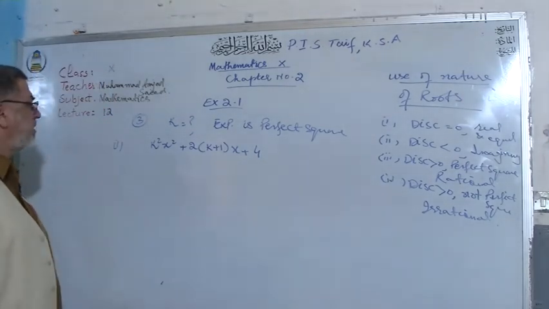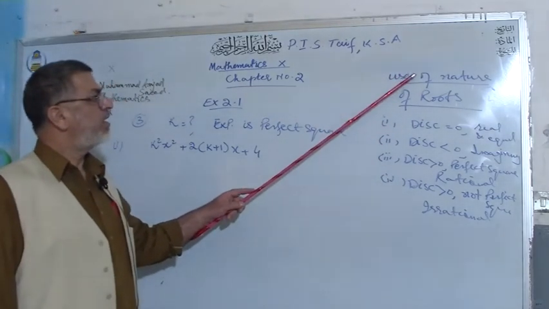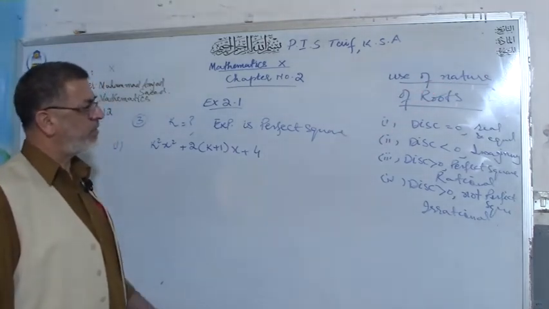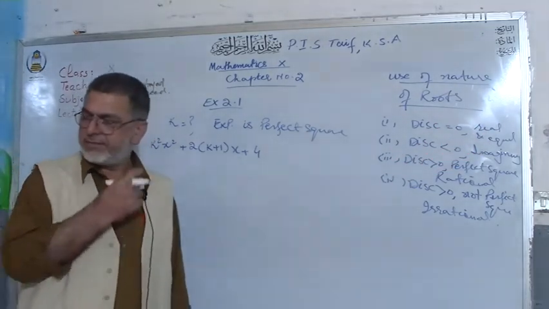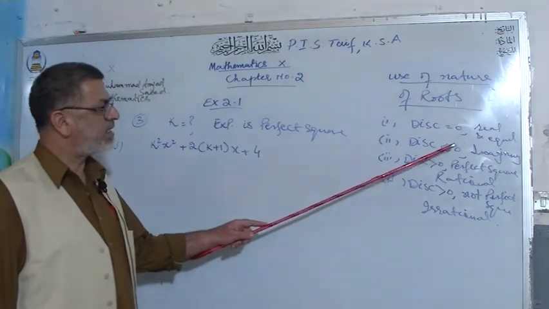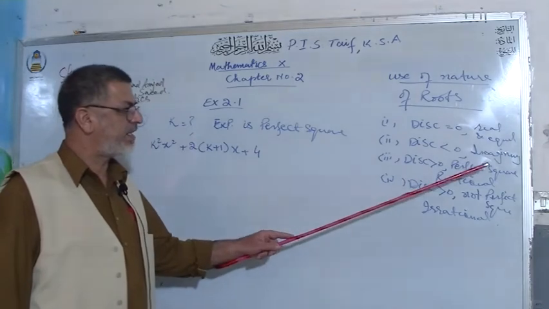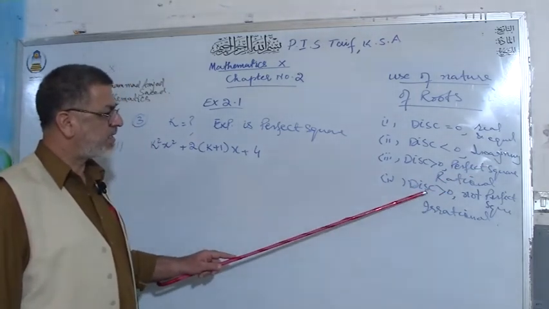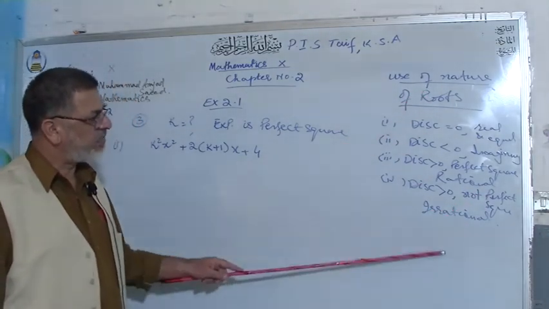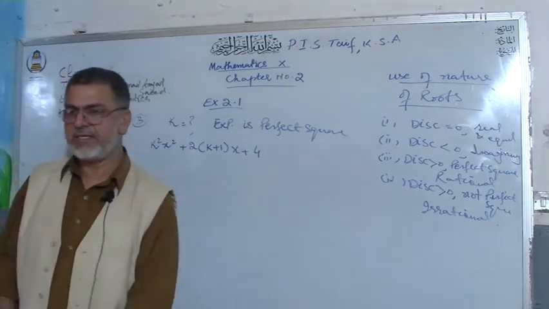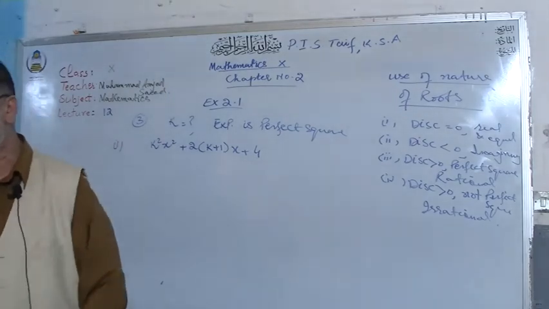Before we start our question number 3, I want to revise that concept. Use of nature of roots. If the discriminant is equal to 0, roots will be real and equal. If the discriminant is less than 0, roots are imaginary. If the discriminant is greater than 0 and a perfect square, roots are rational. If it is greater than 0 and not a perfect square, roots are irrational. So in this way we will use these results for the nature of roots. Then we will be able to find the unknown values in this way.